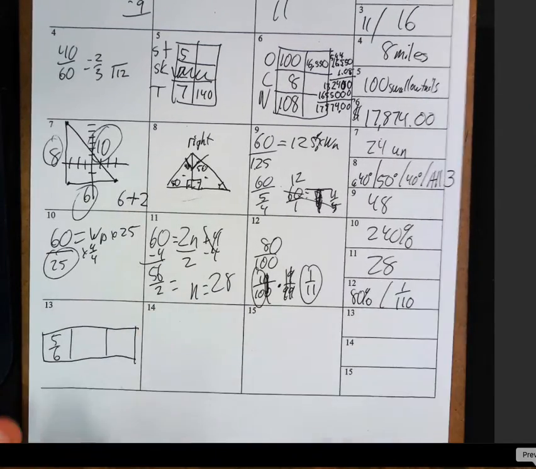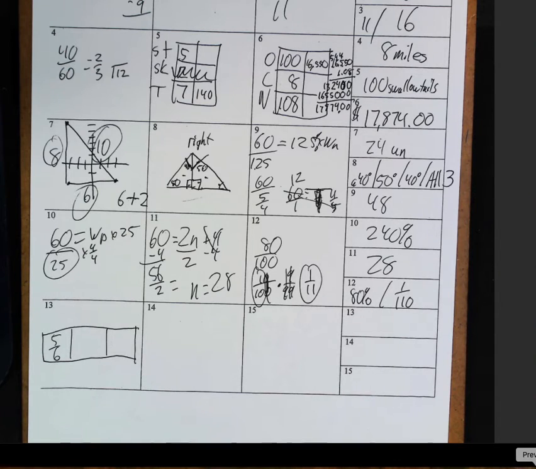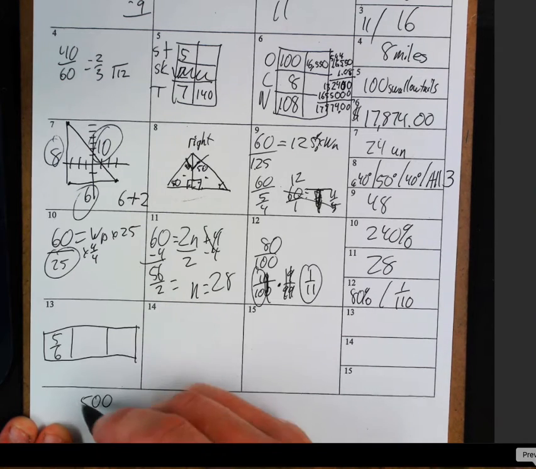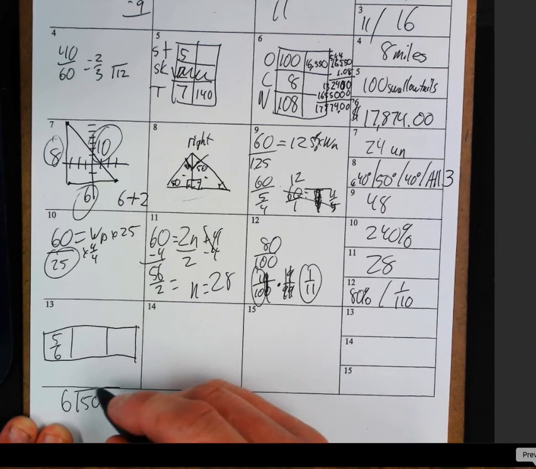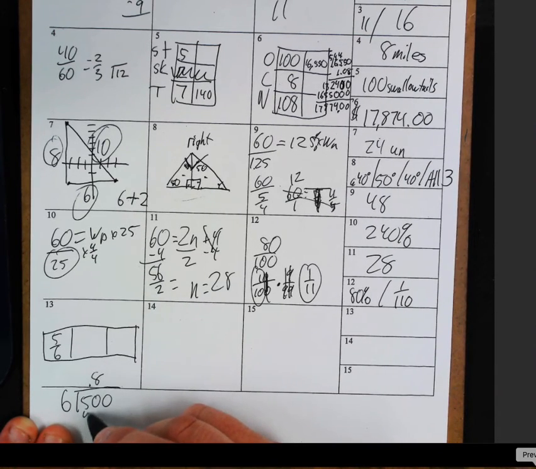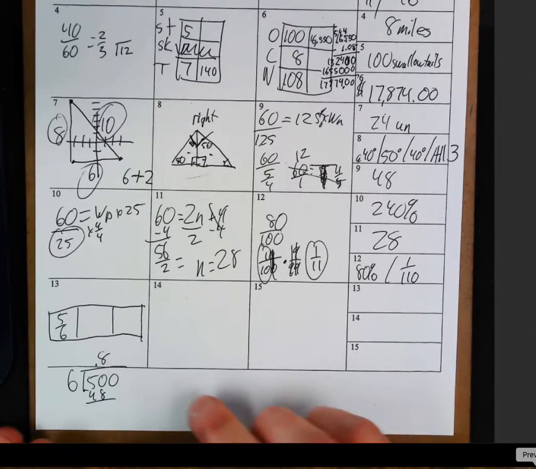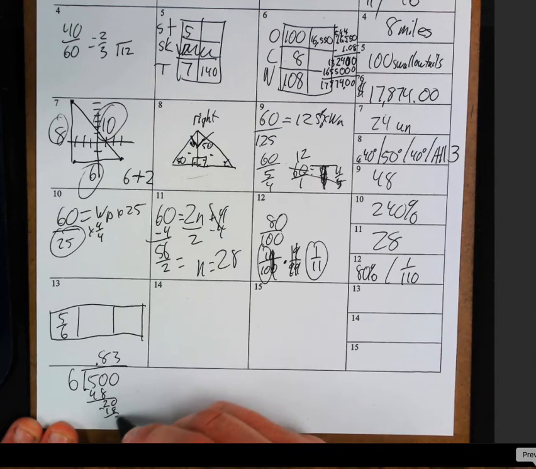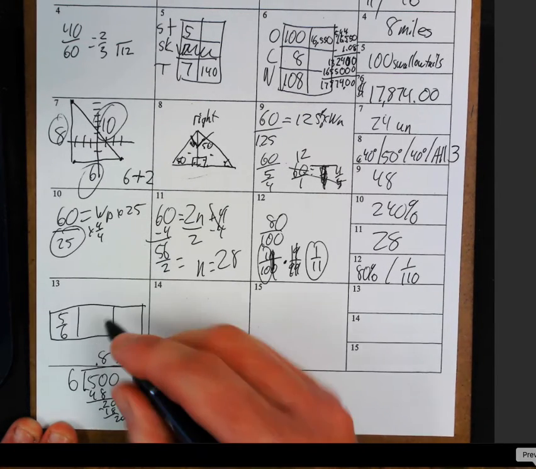I have 5 over 6. Anybody got it memorized? It's alright, I don't either. 6 goes into 50. 8 times 6, 48. 50 minus 48, 2. Bring down the 0. 6 into 20, 18. 6 into 20. What kind of decimal do I have?